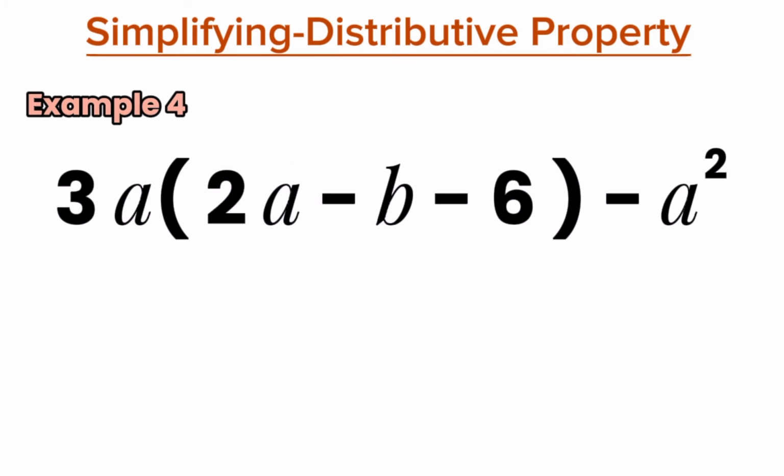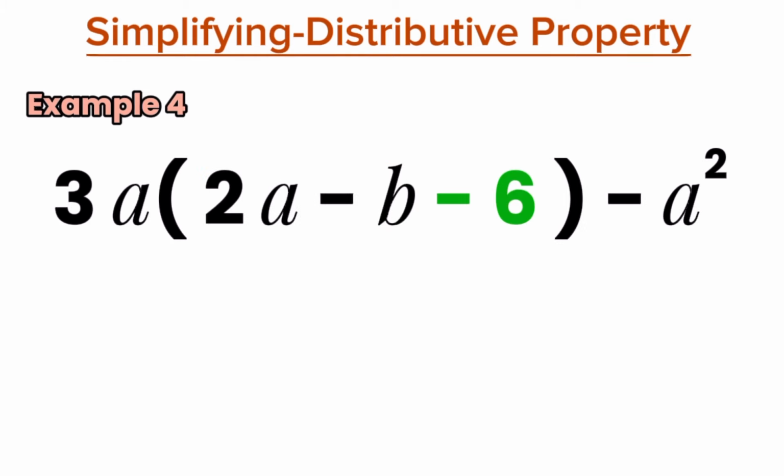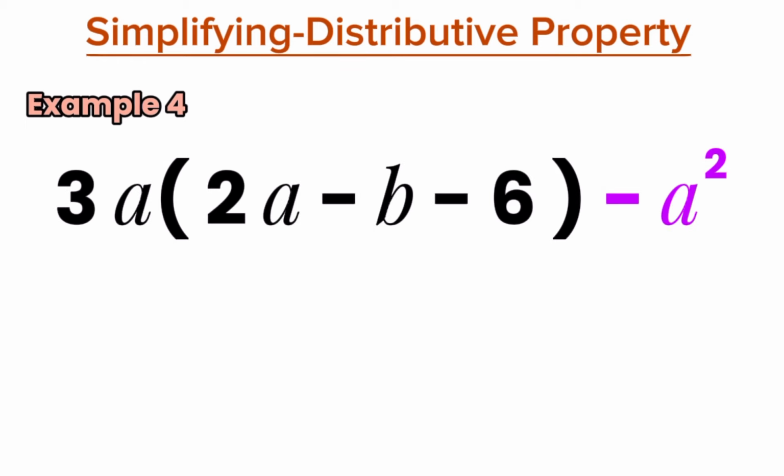With this expression, I'm going to make 3a the outside value multiplied by (2a minus b minus 6). The expression is also subtracting a squared. So here, 3a is being shared with values in the brackets, which is 2a, minus b, and minus 6. The minus a squared value is not being shared with because it is not inside the brackets. So let's share. 3a times 2a becomes 6a squared. The coefficients and the unknown variables are multiplied.